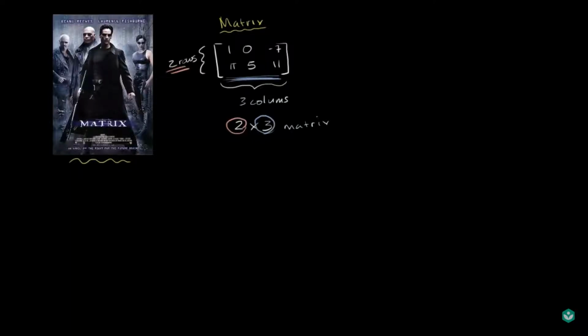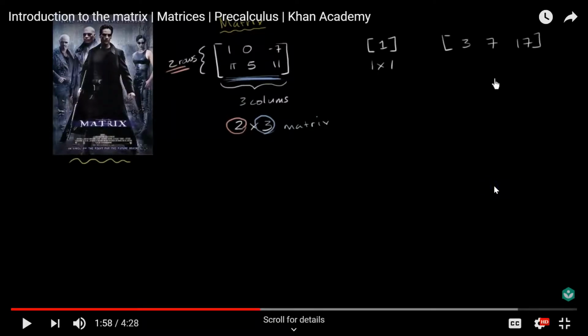I could give you other examples of a matrix. So I could have a 1 by 1 matrix. So I could have the matrix 1. This right over here is a 1 by 1 matrix. It has 1 row, 1 column. I could have a matrix like this: 3, 7, and 17. Would you know how to describe that one? Is it a 1 by 3 or a 3 by 1?